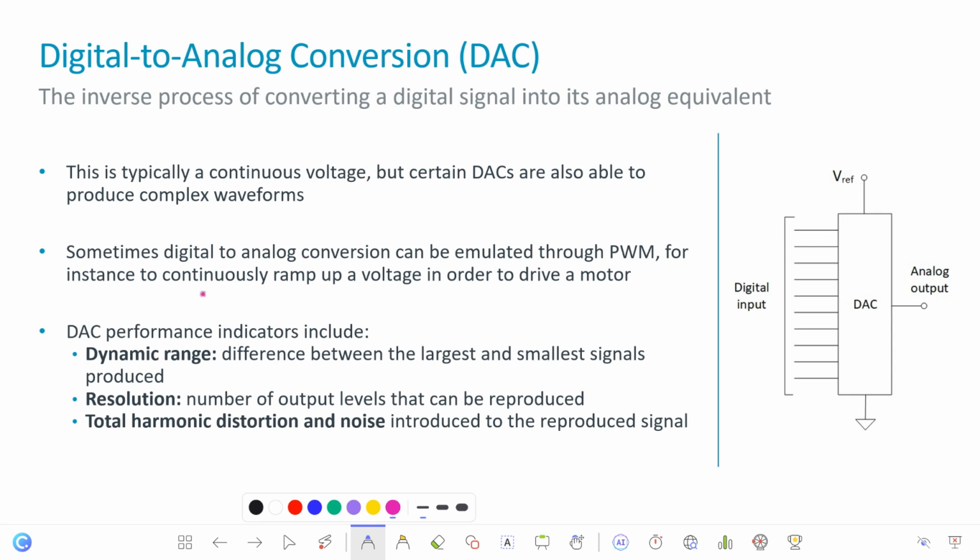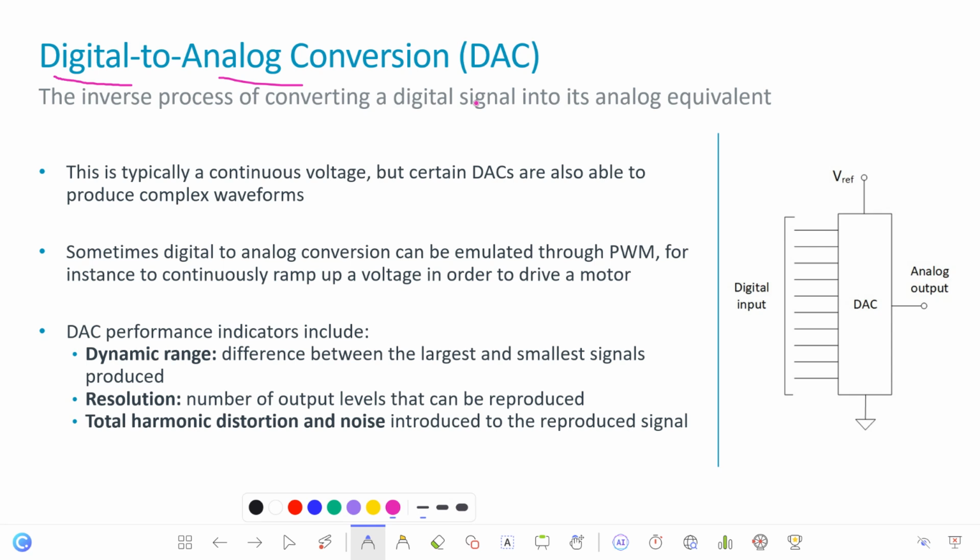And finally, while we usually convert signals from analog to digital so we can process them, sometimes I need to output them into an analog device, and hence I need a digital to analog converter. What it's doing is that the digital to analog converter translates a digital signal into a corresponding analog voltage, and some DACs can also produce complex waveforms.